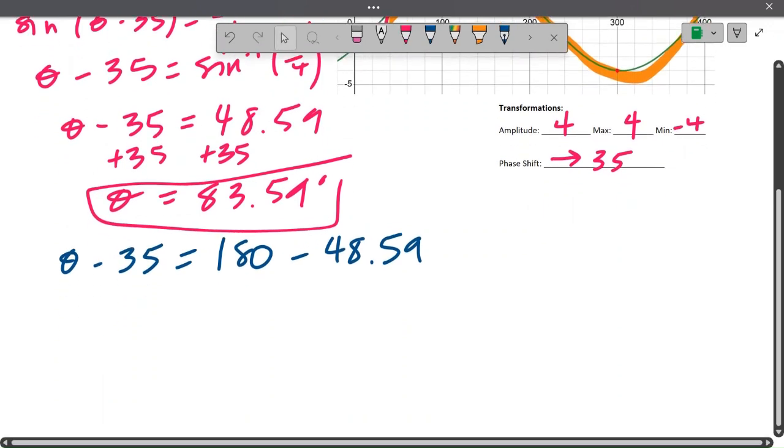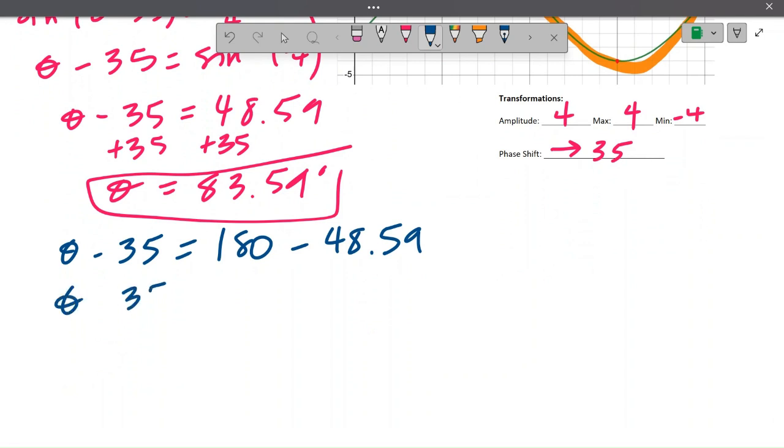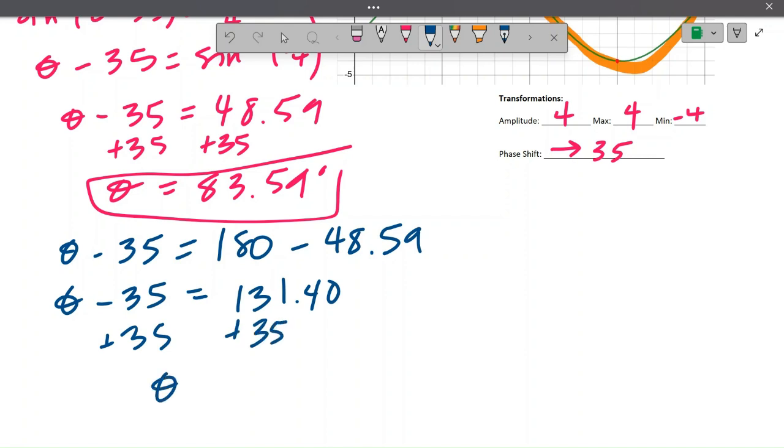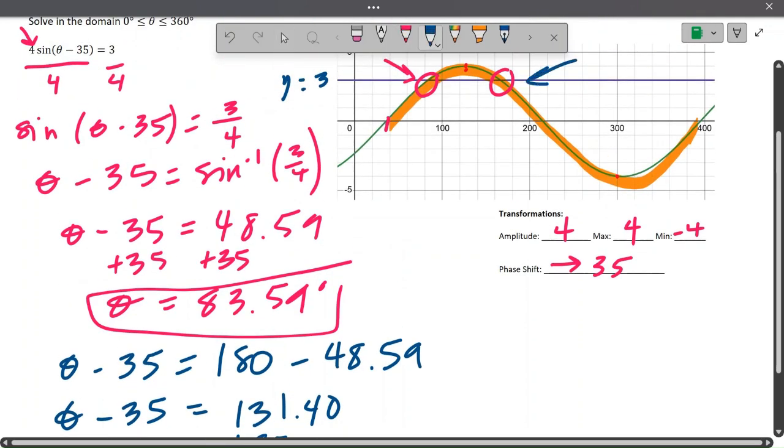Okay, now we're going to pop down to our other solution that happens within that 180 degree span. So I'm going to go ahead and simplify the right side of my equation. And when I subtract 48.59 from 180 degrees, I get 131.4. And now I'm just going to get theta by itself by adding 35 to both sides. When I do that, I get theta equals 166.41 degrees. All right, and that is this value right there. So those are our two solutions.